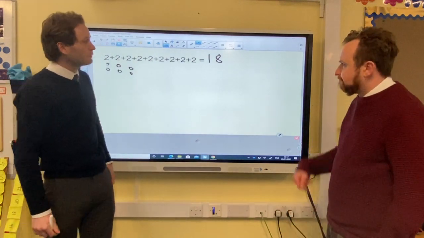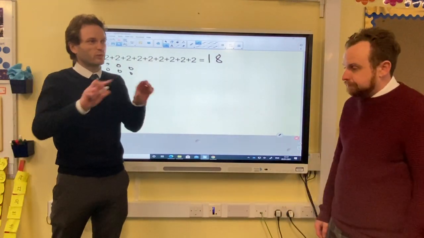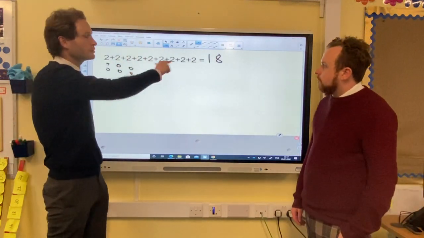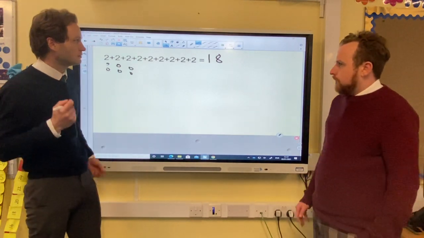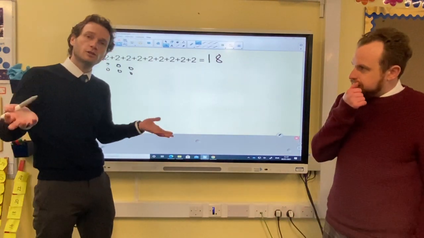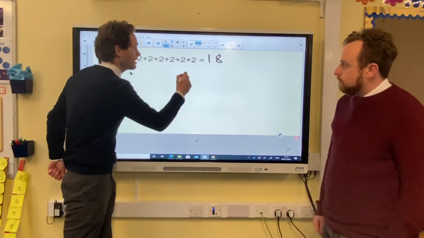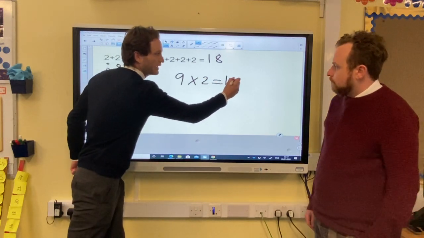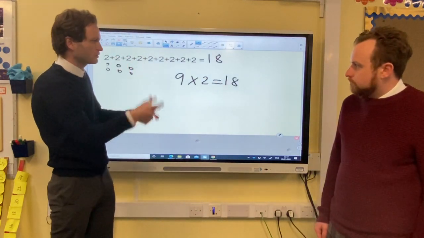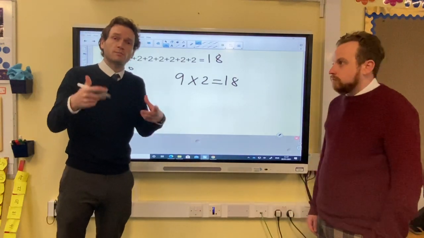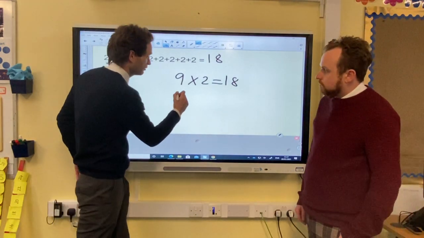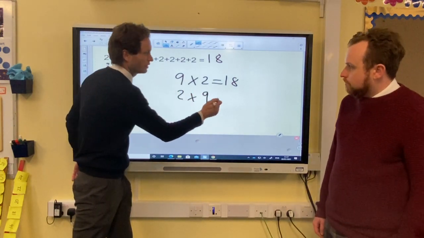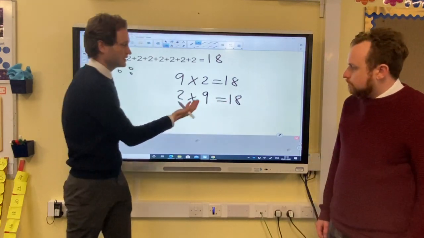So much quicker. And then we could write that as a times table fact. So we could go, how many twos do we have there, Mr. Lake? We have 9 lots of twos. So when you're writing out your times tables, we tend to write it like this: 9 lots of 2 equals 18. We've got 9 groups of 2, 9 lots of 2. Sometimes people write it the other way around, they might write it like this, 2 times 9 equals 18, okay?